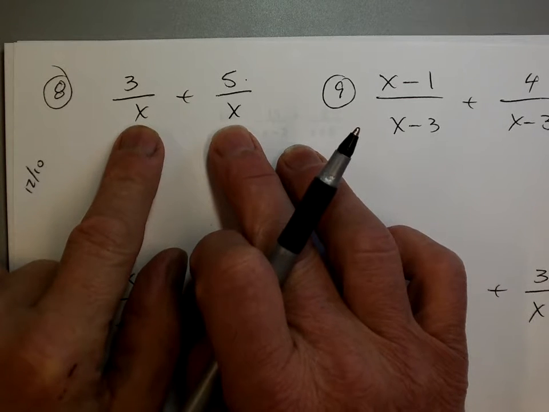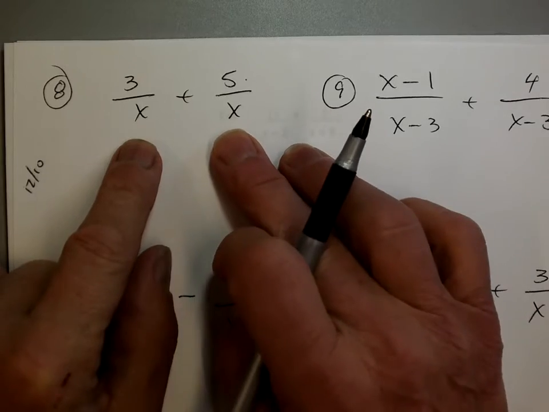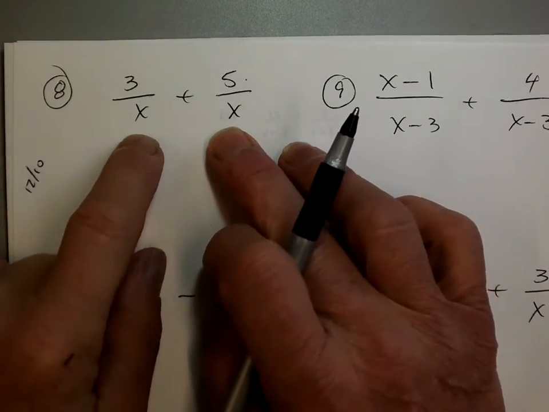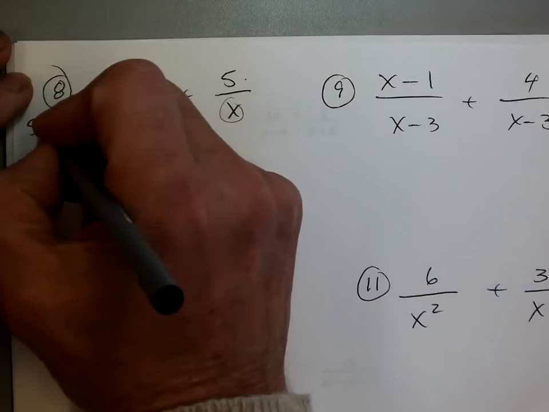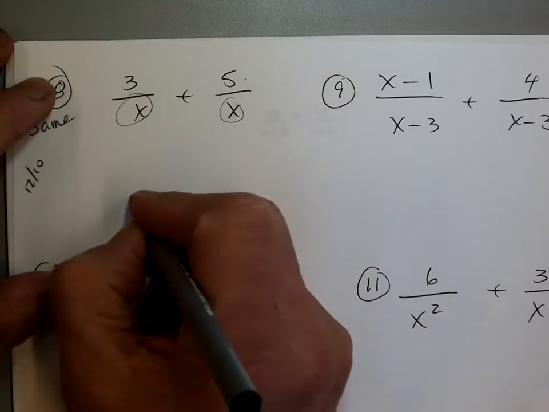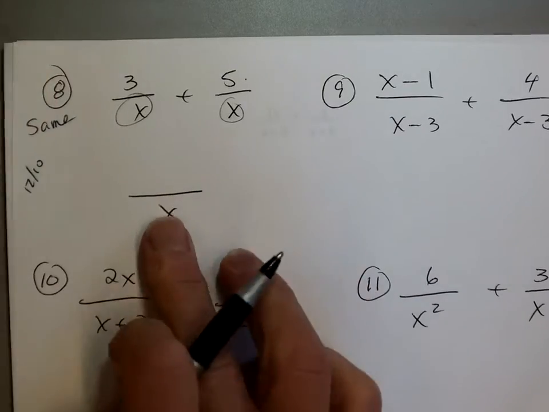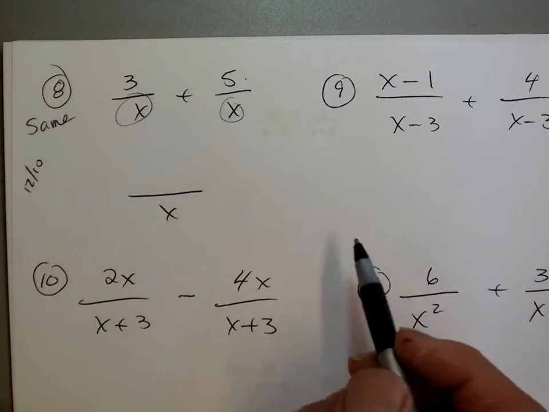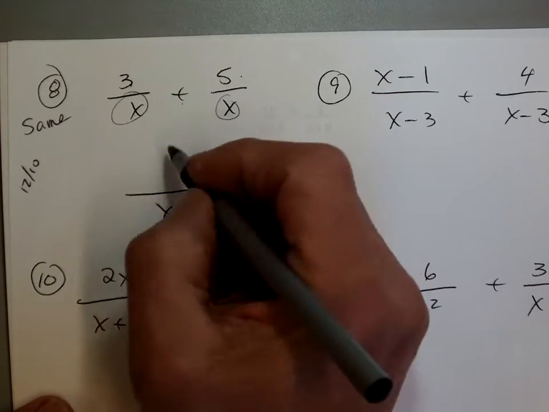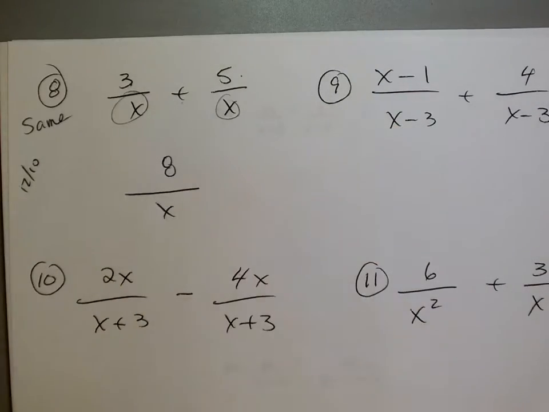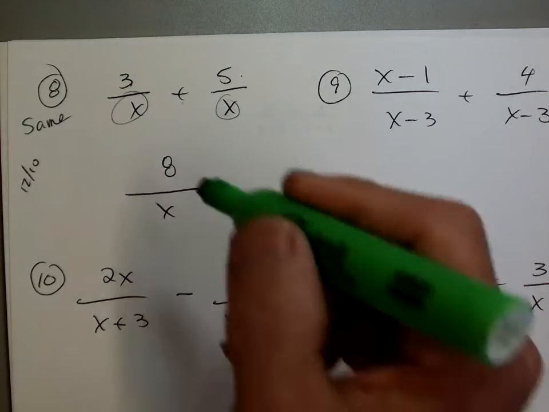Well, in this case, 3 over x plus 5 over x, I already have a common denominator. They are the same. So that common denominator is just plain old x. So I just like to write it down. And then in that case, I just add the numerators. 3 plus 5 is 8. Boom. Done. Easy, right? Okay, it's pretty easy. Let me keep going.